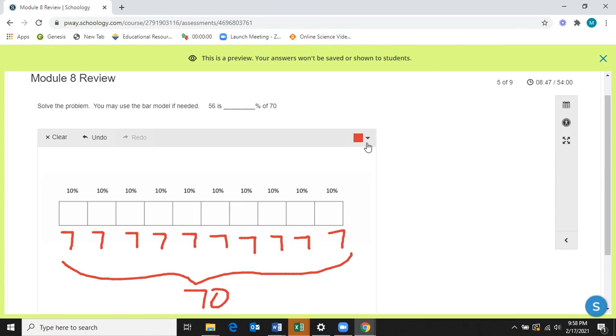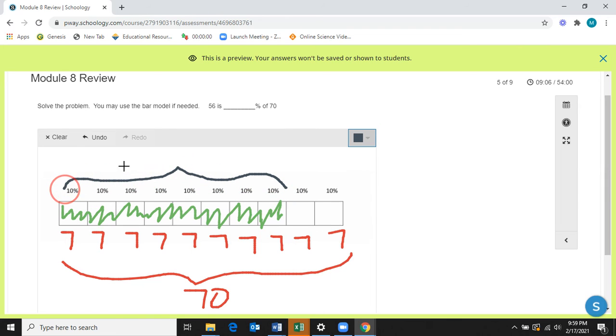Now I have to color to get up to 56. So to color this, I know 7 times 8 is 56. So I'm going to shade 8 boxes. And then this equals what percent? 8 boxes means 80%. So the answer is 56 equals 80% of 70. It's 8 boxes, and that's it.